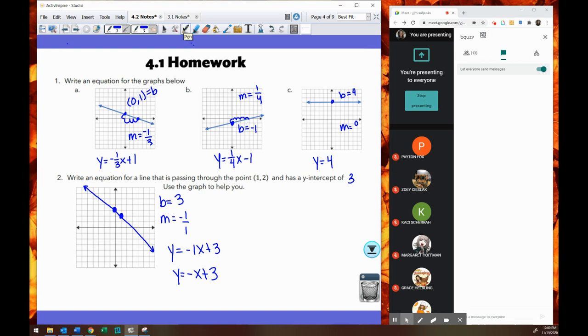So your general form is y equals mx plus b. M is your slope. B is your y-intercept. So as soon as you calculate and find what those two pieces are, you just throw them into that form of the equation. Are we good with 1 and 2?